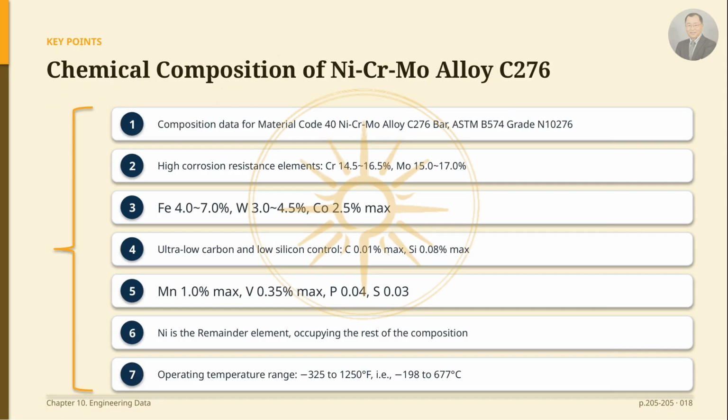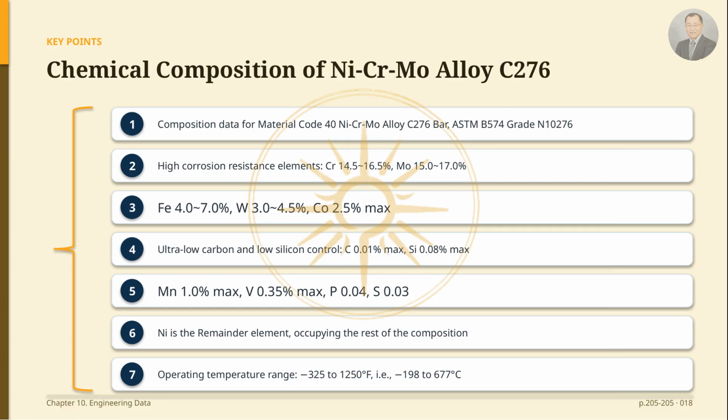In this chunk, I would like to introduce nickel-chromium-molybdenum alloy C276, which is item 40 among the valve material specifications. The specification is ASTM B574 grade N1276, and it is in the form of bar stock. Looking at the chemical composition, chromium is 14.5 to 16.5%, and molybdenum is 15.0 to 17.0%, with these key elements for corrosion resistance present in high amounts.